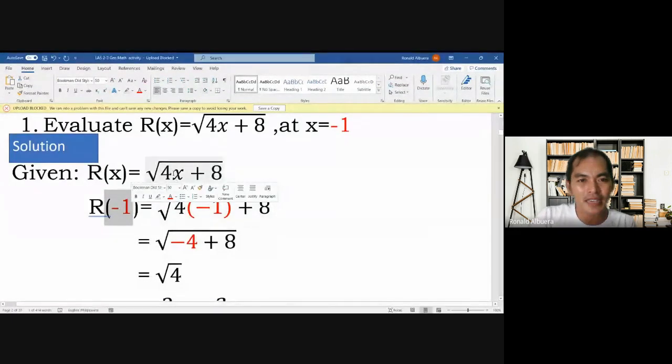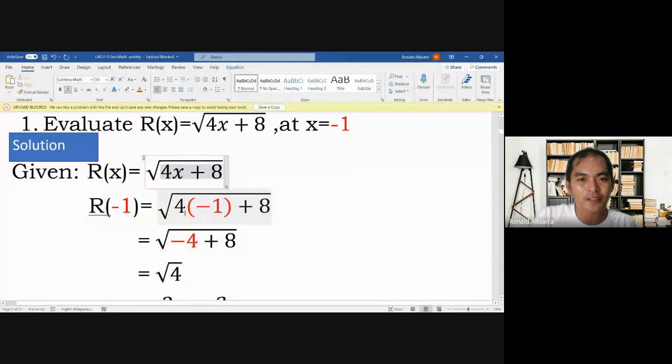And then we have inside the radical sign for x, papalitan natin itong x ng negative 1. If you notice, naka-enclose siya sa parenthesis. Okay? And then, remember this is 4 times x. Kaya 4 times negative 1. Kasi pag inalis natin ang parenthesis, magiging 4 minus 1 siya. Then next is you are going to multiply first this, applying PEMDAS rule.